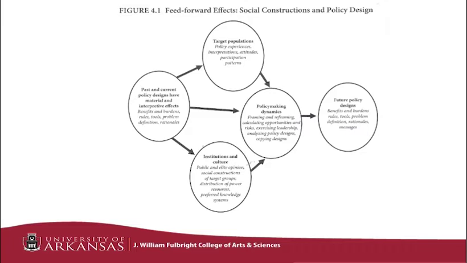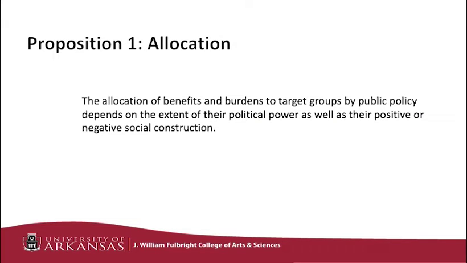While decomposing the elements is important to understanding how social constructions are created and influence our narrative, as well as the tangible survival world we live in, understanding that this is a process can help us make changes when they are needed. The first proposition concerns allocation. Defined concisely, Proposition 1 considers the allocation of benefits and burdens to target groups by public policy.